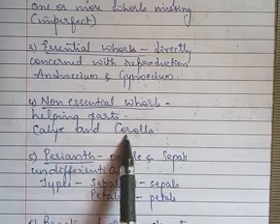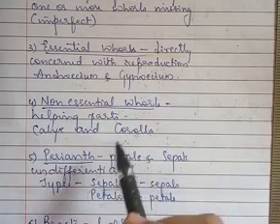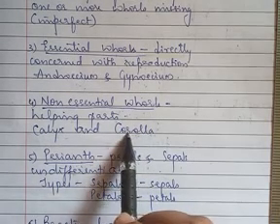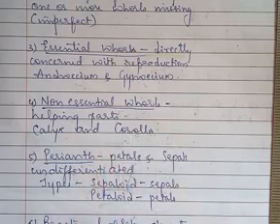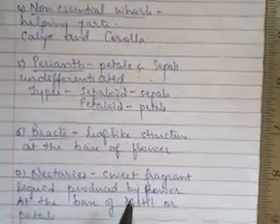For example, consider the petals. They attract the insects for the process of pollination, and pollination is a step of reproduction, right? So they help in the process of reproduction, but they do not take part directly in it. Such whorls are called non-essential whorls of the flower.